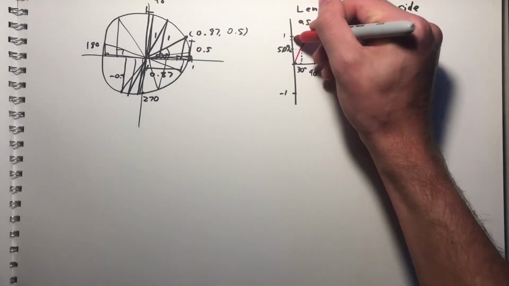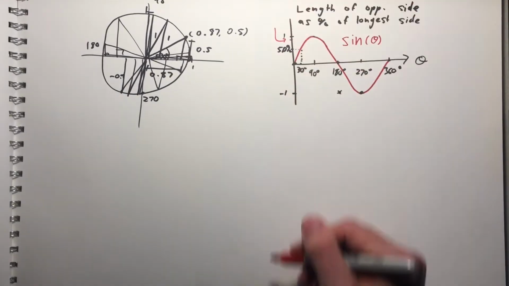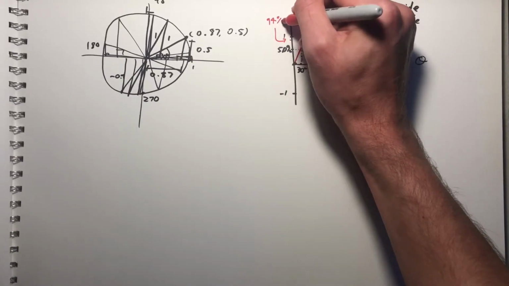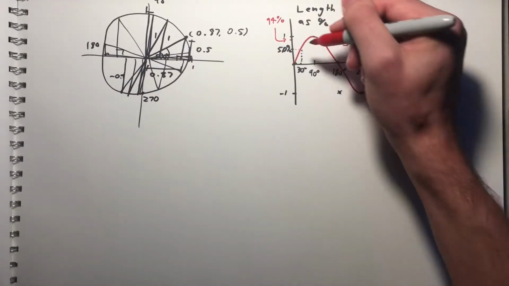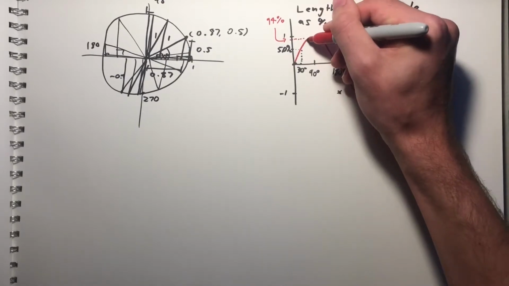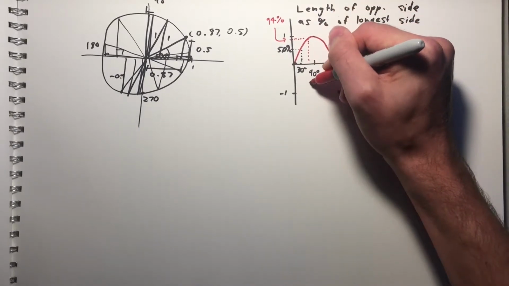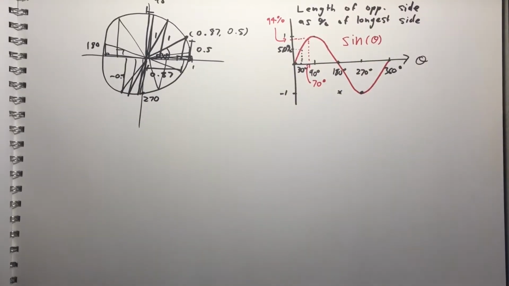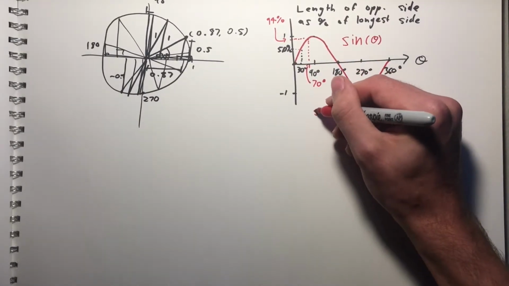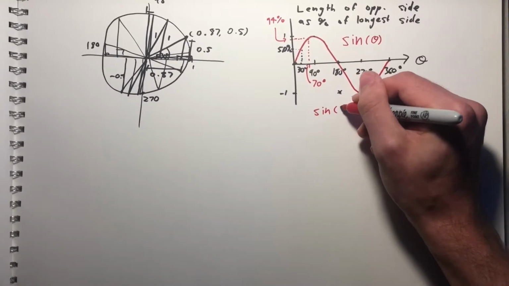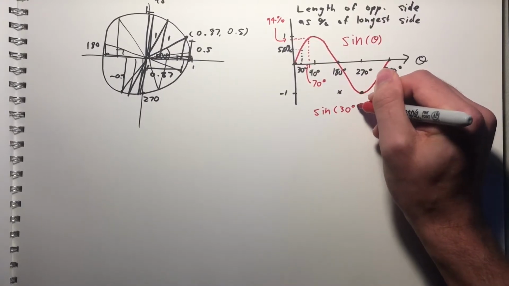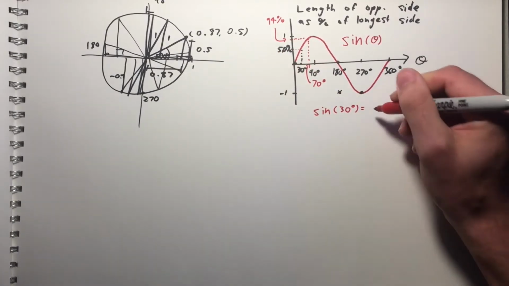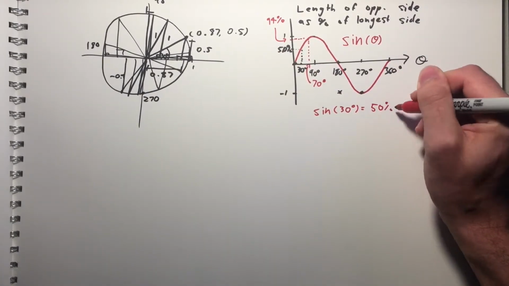I can also go back in the other direction. So say that I've got a triangle where the opposite side's length is 94% of the length of the hypotenuse. I can just trace that to the corresponding point on the graph, and I can see that that must have an angle of 70 degrees. And the way I'd write this down on paper is that I'd say that sine of my angle, say 30 degrees, is equal to, well in this case, 50%, or 0.5.